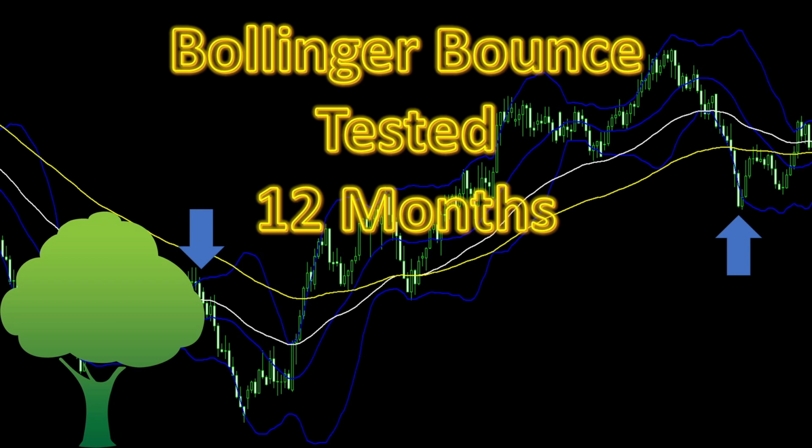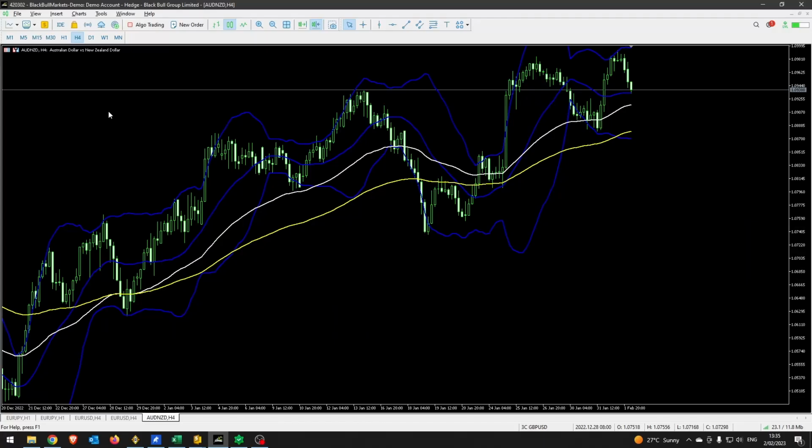Let's just go to the chart and I'll show you a couple of examples of where these trades would be executed. Now I'll show some examples before I run the tests. I have here the Aussie Kiwi chart open, 4-hour time frame. I have the Bollinger Bands in blue, the 50 period EMA in white, and the 100 period EMA in yellow.